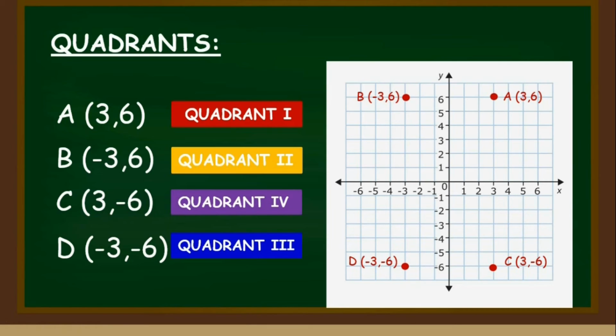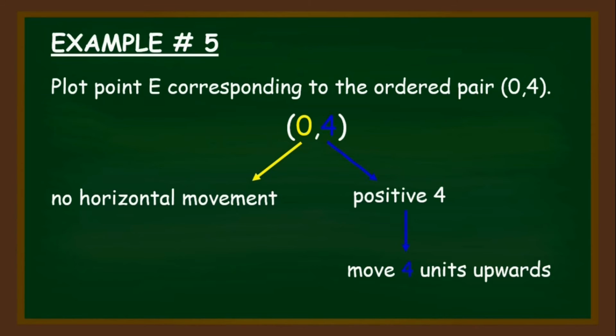Now, there are some instances where an ordered pair does not fall in any of these 4 quadrants. Let us have some examples. For example number 5, we are asked to plot point E corresponding to the ordered pair 0, 4. So in this case, the value for our x coordinate is 0. That means there is no horizontal movement. So the point will not move to the right nor to the left. However, there is still value for y coordinate, which is +4. That means we still have to move it 4 units upwards.